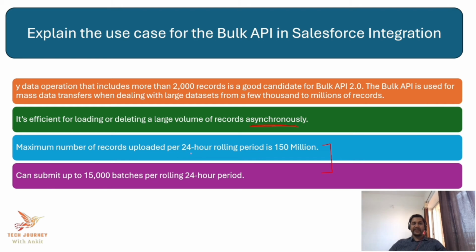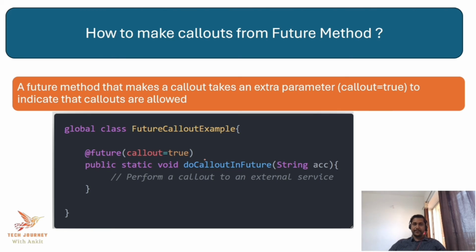The maximum number of records that you can upload in 24 hours is 150 million, and the number of batches that can be invoked to perform the bulk API operation in 24 hours is 15,000. So these are the ruling limits. These limits work within 24 hours. So in 24 hours, the maximum number of records on which you can perform the operation is 150 million, and the maximum number of batches on which you can perform the operations is 15,000.